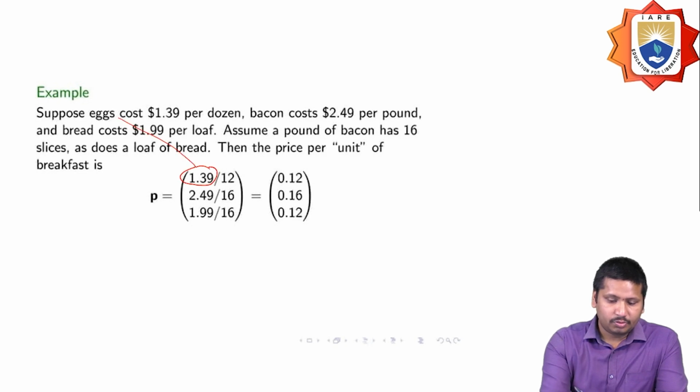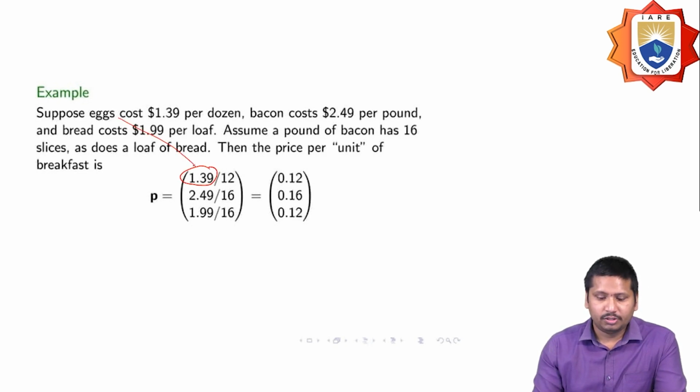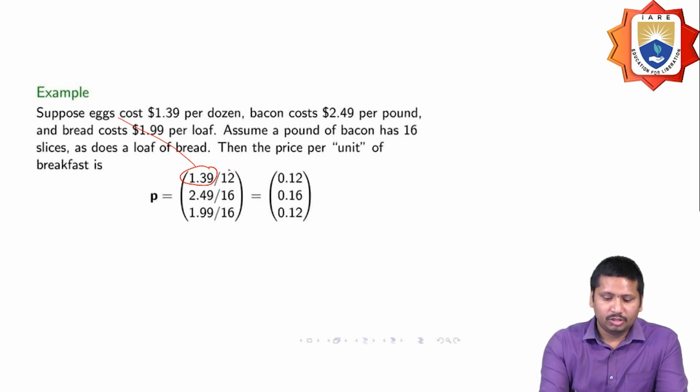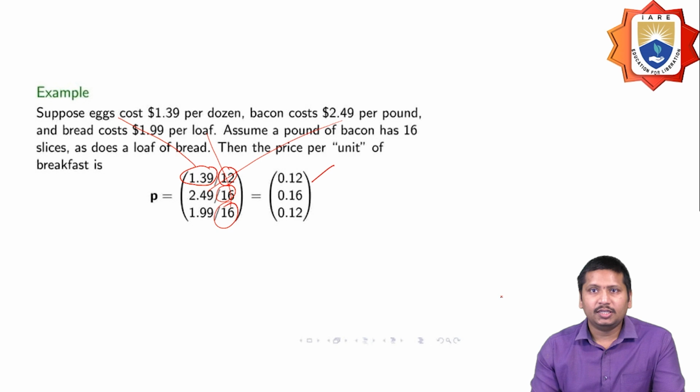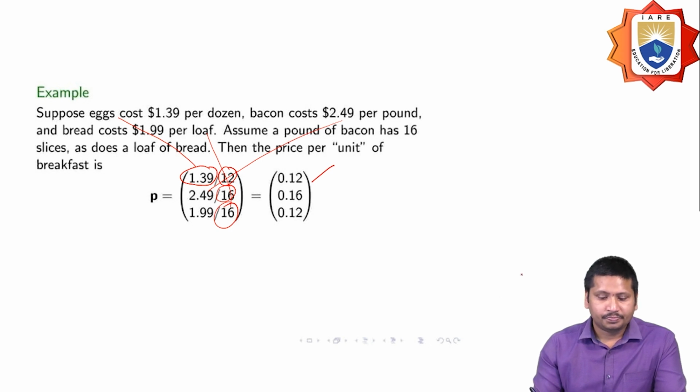Here I'm buying eggs at a dollar cost per dozen, so I divide by 12. The second one is bacon, which costs $2.49 per pound, and a pound means 16 slices. For bread, the cost is $1 per loaf, divided by the number of slices in the loaf. If I divide these, this is the resulting vector I get. Like this, I can represent any kind of problem in the form of a vector.